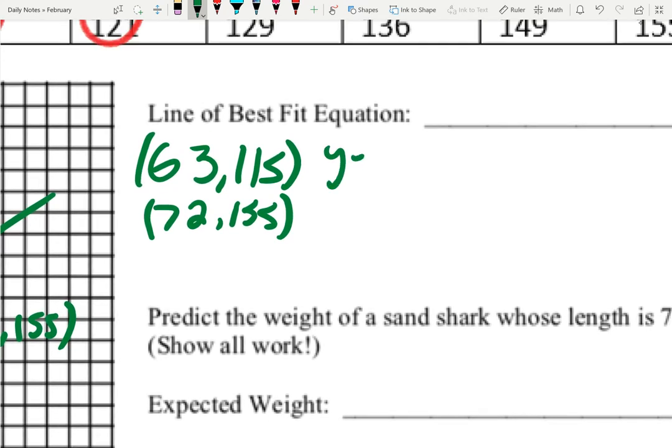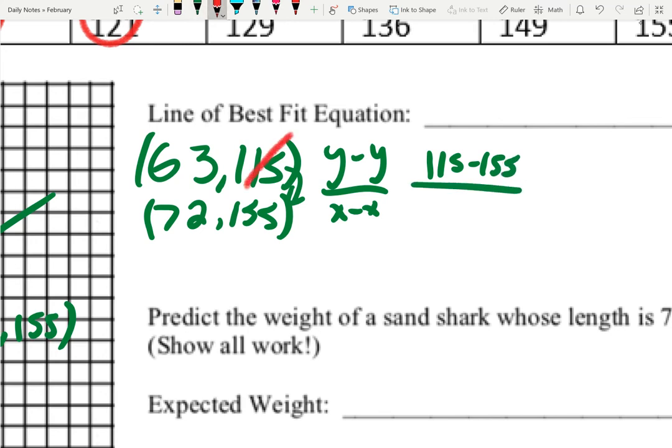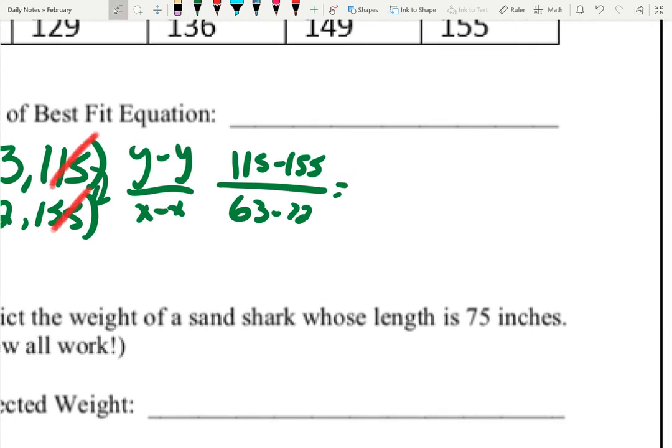So remember, now we're just going to find our slope first, y minus y over x minus x. So the y values are the second values, so 115 minus 155. That's those. And now the x value is 63 minus 72. So this comes out to be about negative 40 over negative 9. So let's just divide those out. Negative 40 divided by negative 9. And I get 4.44 repeating. So we'll say it's positive. So 4.44.